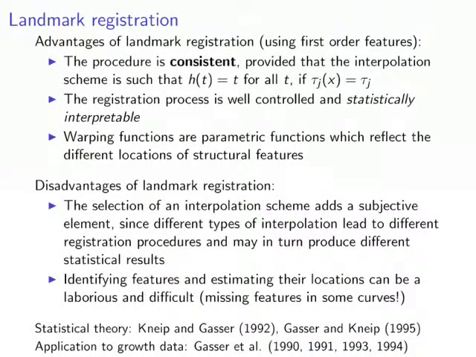So this procedure is consistent provided that the interpolation scheme is such that h(T) is T for all T, and the registration process is well controlled and statistically interpretable. It may not necessarily be what you want, but it's interpretable. And warping functions are parametric functions. A disadvantage is that the selection of an interpolation scheme between the peaks, between the valleys, adds a subjective element, and different types of interpolation lead to different registration procedures and may produce different statistical results.